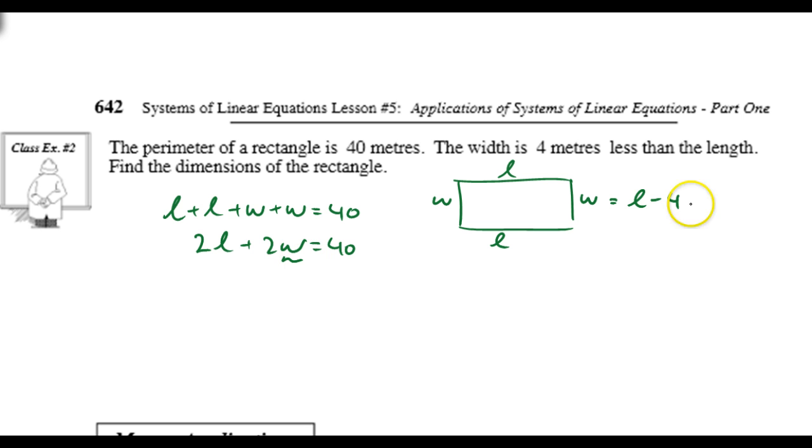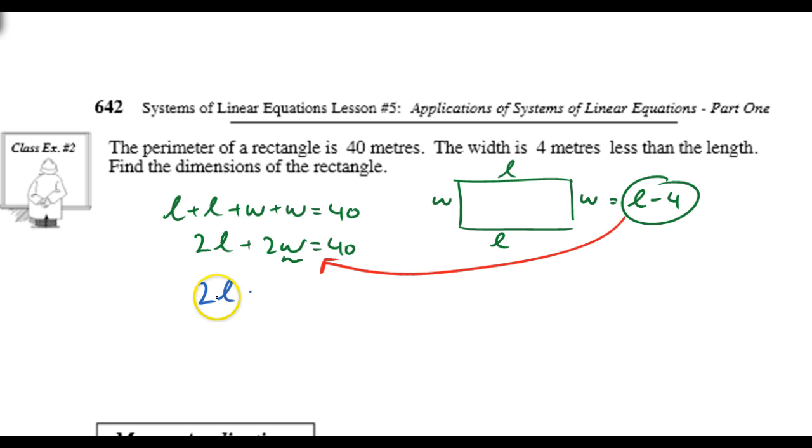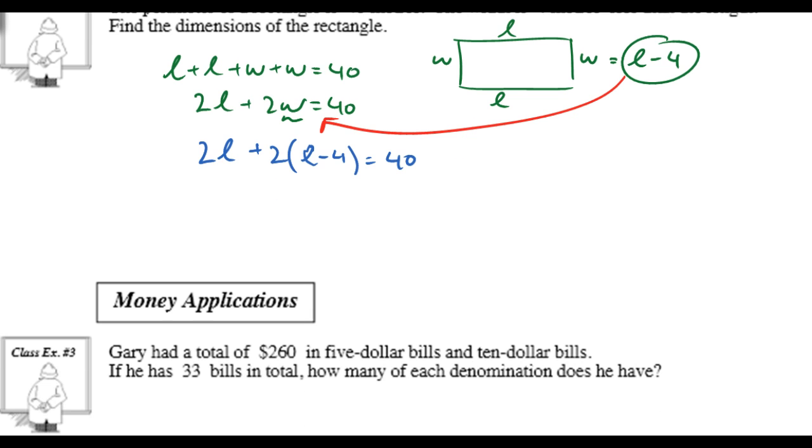But instead of W, I'm going to use this expression here, because that's basically like substitution. I'm going to substitute that information over here. So it's going to be 2L plus 2 times L minus 4 equals 40. And then go ahead and solve that. 2L plus 2L minus 8 equals 40. 4L equals 48. L equals 12.